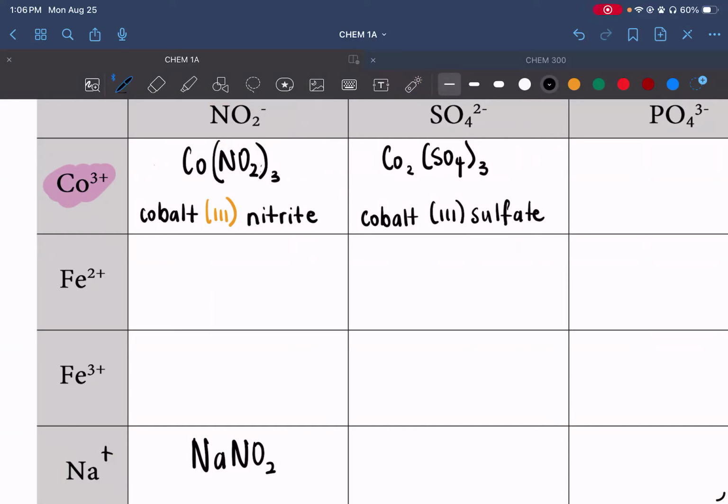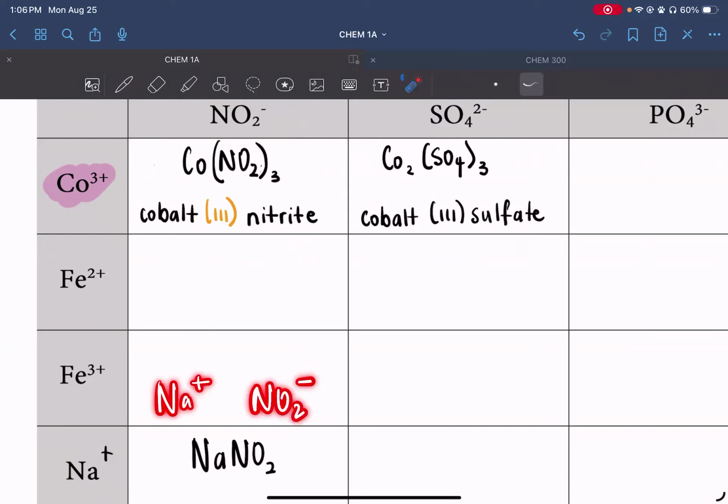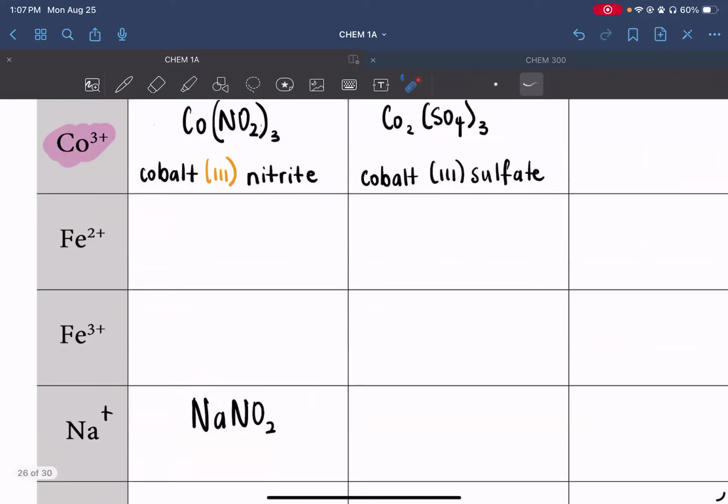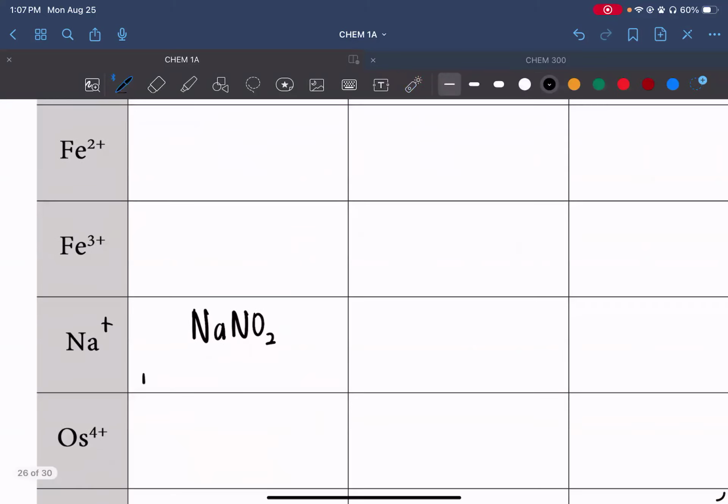What does crisscross tell us? Sodium is +1, NO2 is -1. Crisscross means this will just be a 1-to-1 ratio. The name of this compound is sodium nitrite. Am I missing anything in this name? Nope.